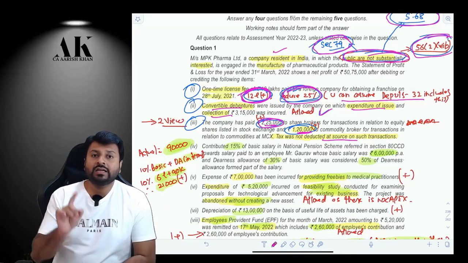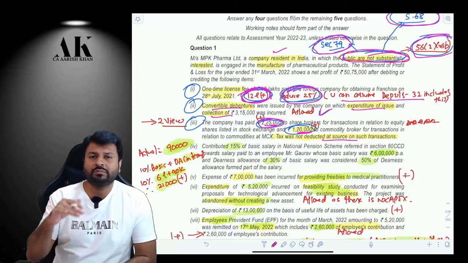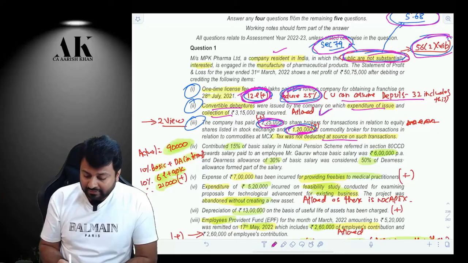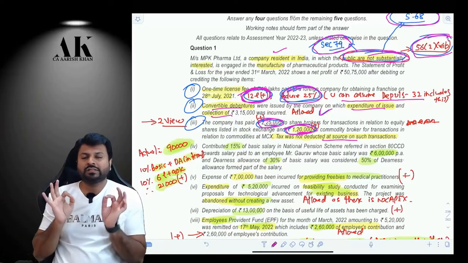But you will say, sir, why is TDS not deducted? TDS is not required to be deducted on commission, etc. paid to a share broker. But if you make the payment to a commodity broker, TDS is required. Go and check 194H. So what is the first assumption we are making?